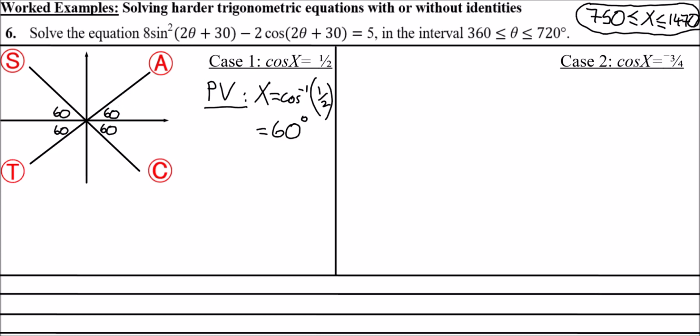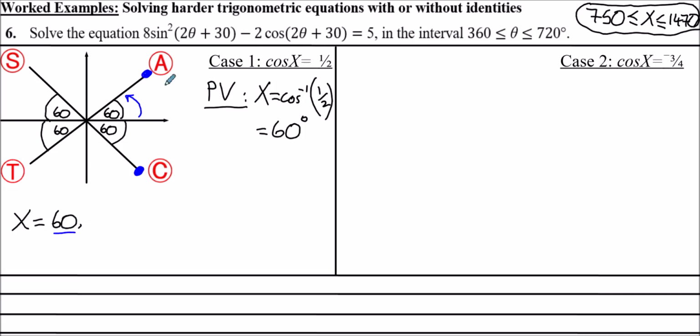Now, cos of big X being a half is a positive value. So we need to think about now, using this CAST diagram, where cos is a positive function. So cos is going to be positive here and here. And so we need to think about what values of X would be in the range. So one value is 60, which isn't in the range we need, but I'm going to write it down here regardless.